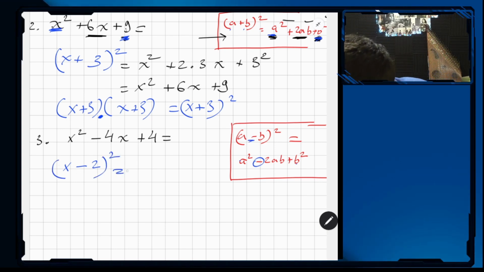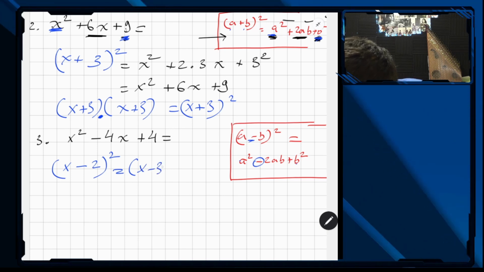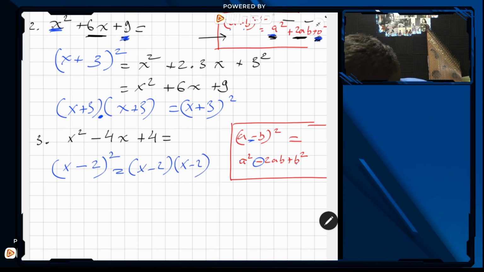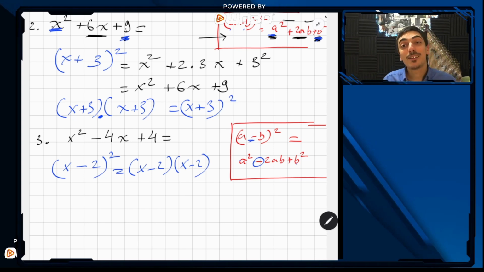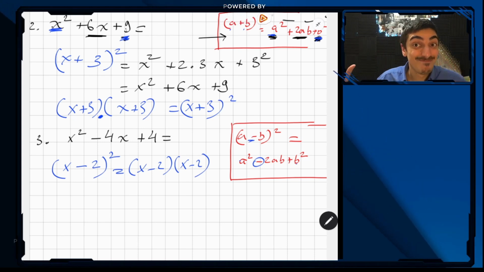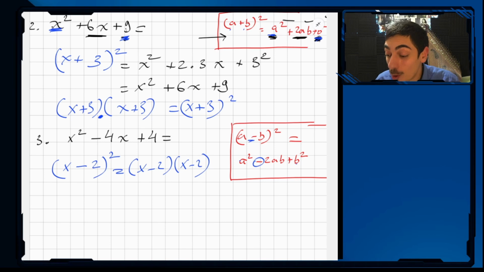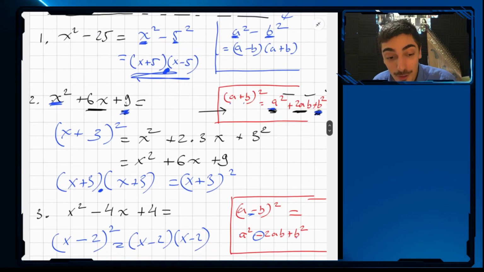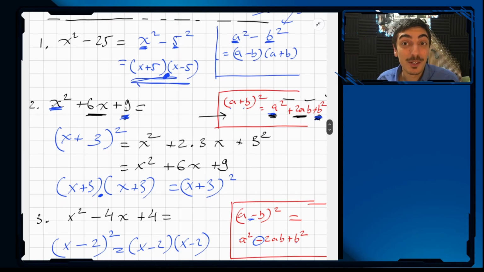And is this a factorization? Yes, of course, because it's x minus 2 times itself. That's how you use factorization for quadratic equations that look kind of difficult to do. Okay? It looked intimidating at first.